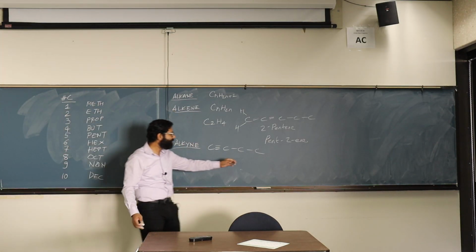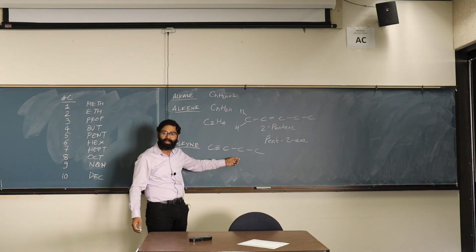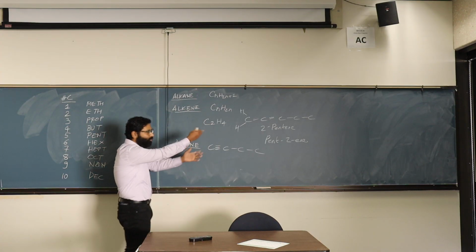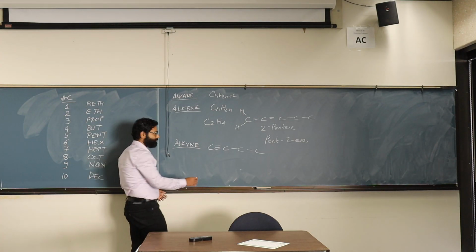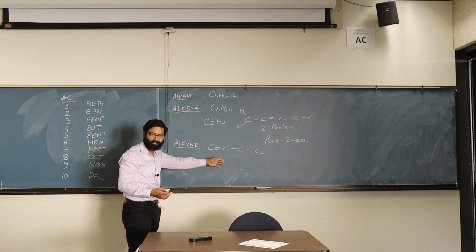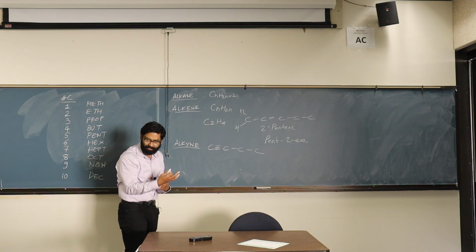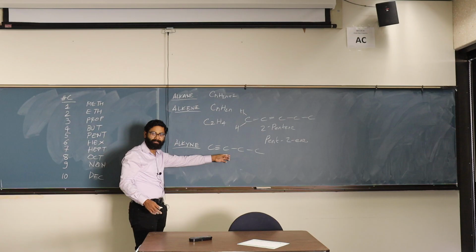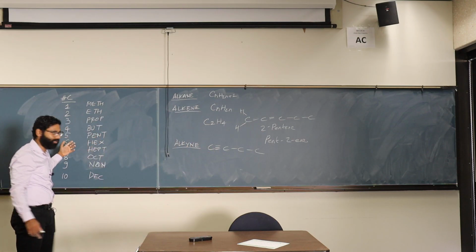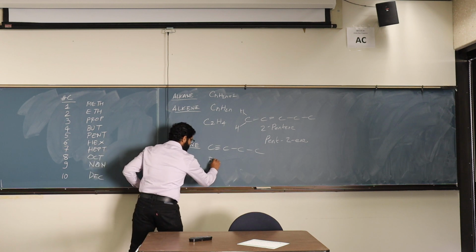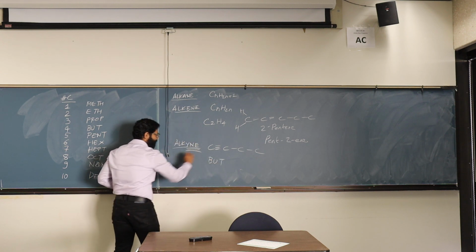And what is the name of this thing? Give me the name. Come on, you know all this. Give me the name. What is the root word? How would you find that root word? How many carbons? 4. What will be the root word? But. What will be the final word?